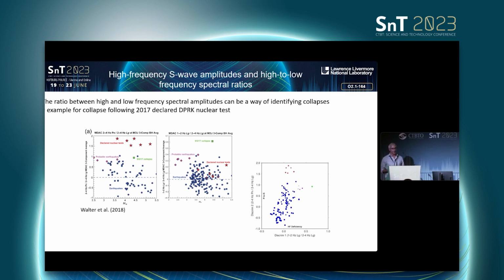But if you look at the ratio of a lower frequency S wave to a higher frequency S wave, this seems to be a very good way of identifying collapses, with a caveat I will tell you in a second. So if you plot both discriminants together, you can see that the source populations basically reside in different quadrants, with earthquakes to the lower left, explosions to the upper left, and collapses to the right.